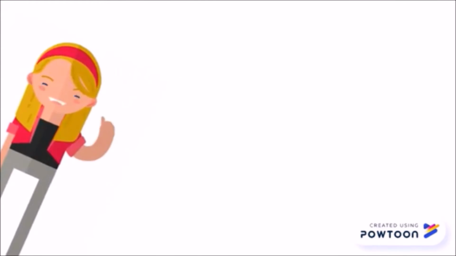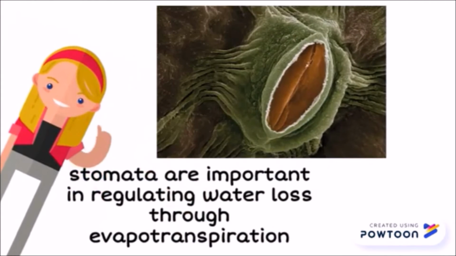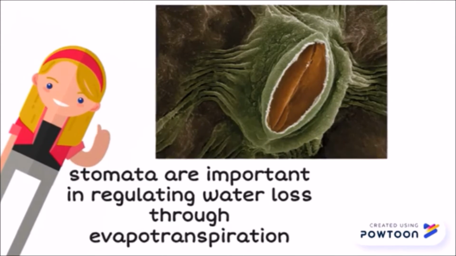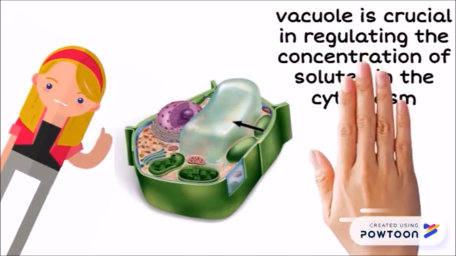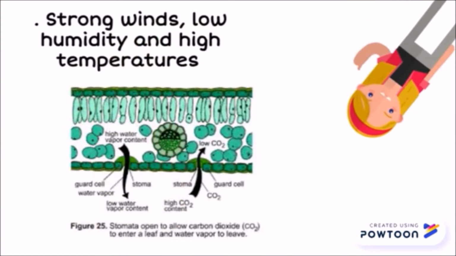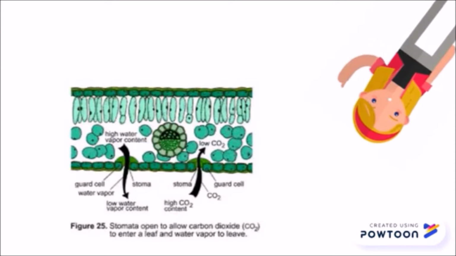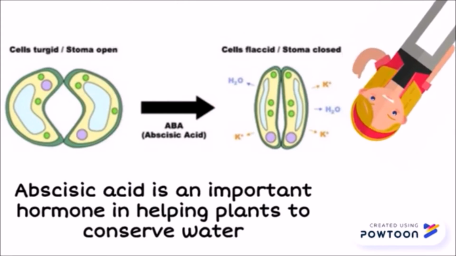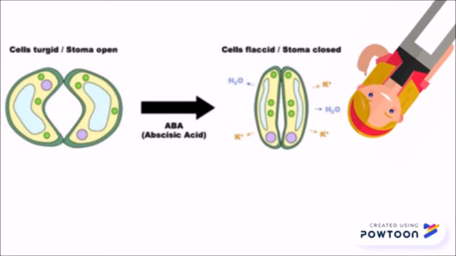While there are no specific osmoregulatory organs in higher plants, the stomata are important in regulating water loss through evapotranspiration, and on the cellular level, the vacuole is crucial in regulating the concentration of solutes in the cytoplasm. Strong winds, low humidity, and high temperatures all increase evapotranspiration from leaves. Abscisic acid is an important hormone in helping plants to conserve water. It causes stomata to close and stimulates root growth so that more water can be absorbed.